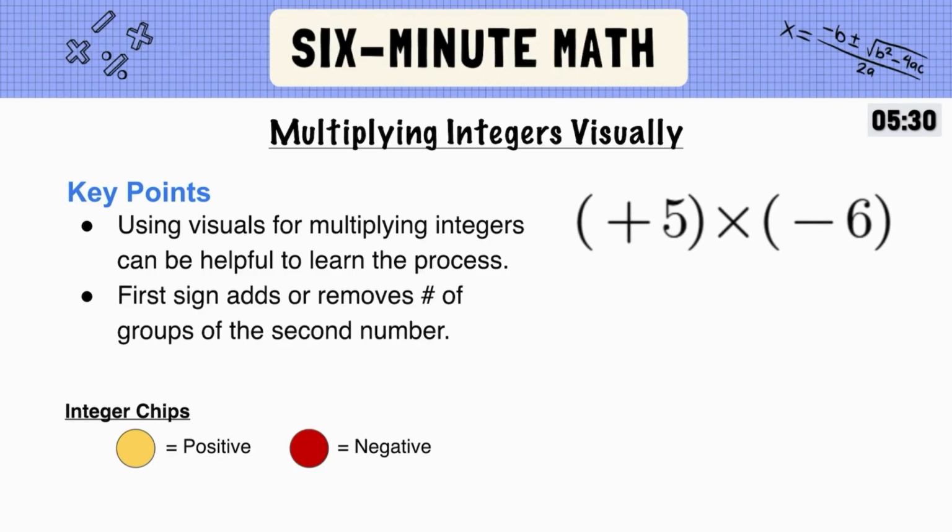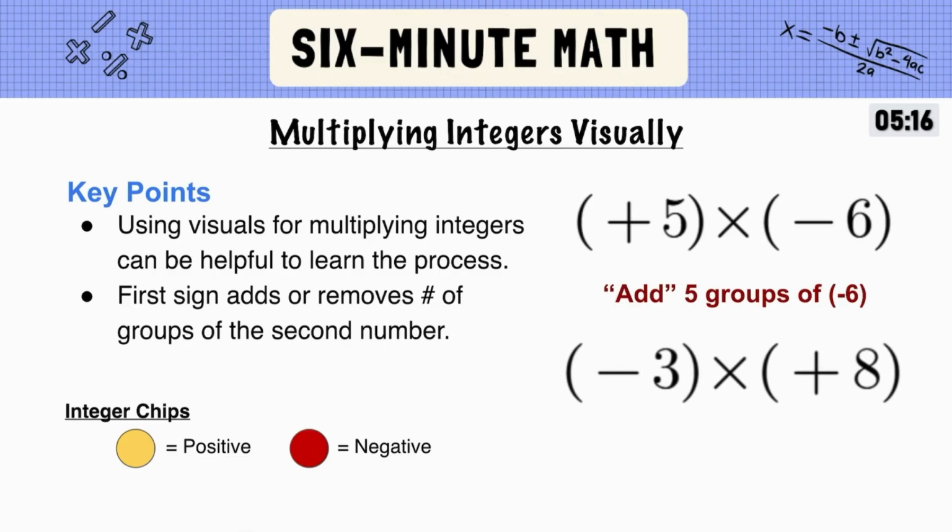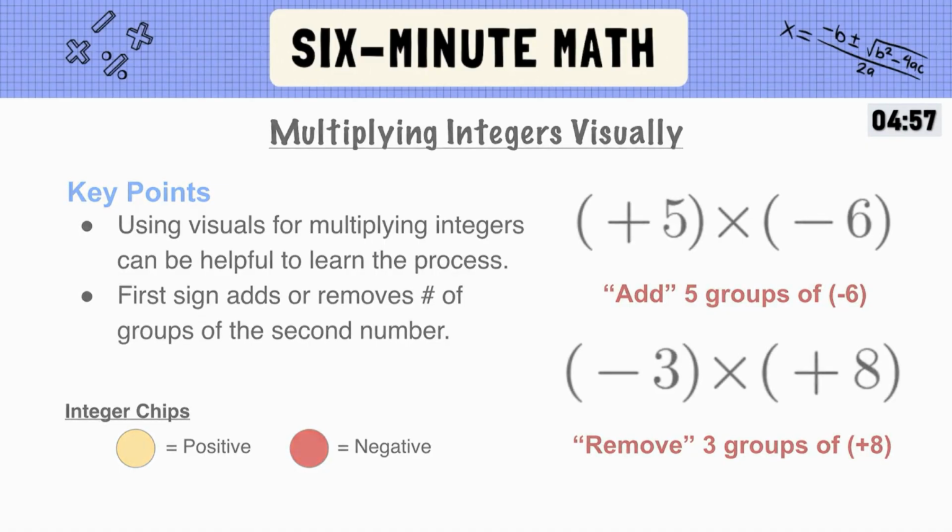For that key point, if I were to have positive 5 times negative 6, I could look at that like I am adding 5 groups of negative 6 chips. If I were to have negative 3 times positive 8, I could look at that one as removing 3 groups of positive 8. This first sign in our evaluation process will tell us whether we are adding or removing. So let's look at some examples.